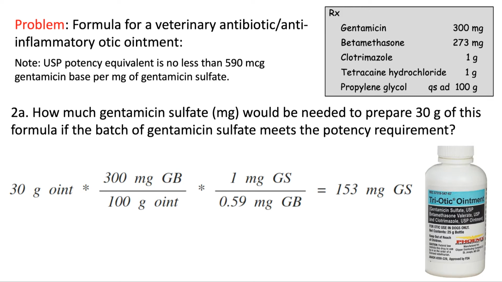So 590 divided by 1,000 is 0.59, which is why I'm going to multiply this by the concentration expressed as: there would be 1 milligram of gentamicin sulfate over what it contains, which is 0.59 milligrams of gentamicin base. Units of milligrams of gentamicin base cancel, and my final answer, doing the math from left to right, would be 153, and the units would be milligrams of gentamicin sulfate, which is essentially the answer to part A.